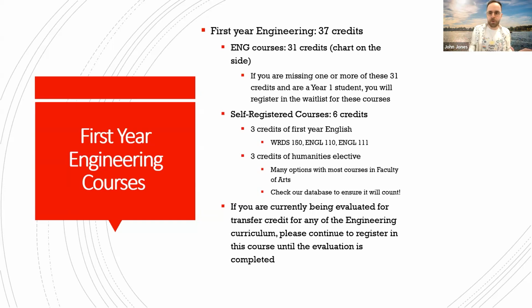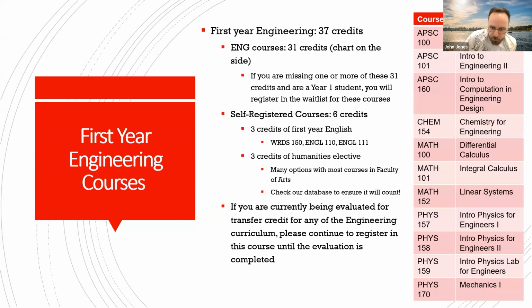So let me just bring up the chart on the right-hand side here. That gives us a bit more of an impression of what we're talking about. Basically your core engineering courses is everything in this chart, and they are the classes that you would take as your engineering classes. And then there are what we're calling here self-registered courses. They are your elective classes, where the self-registered element is really you having some choice over which of those classes you're taking. So it's going to be your first year English, whether you take Words 150, English 110 or 111. They're the more literature level kind of English classes.